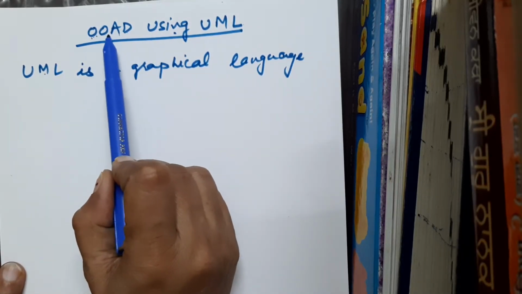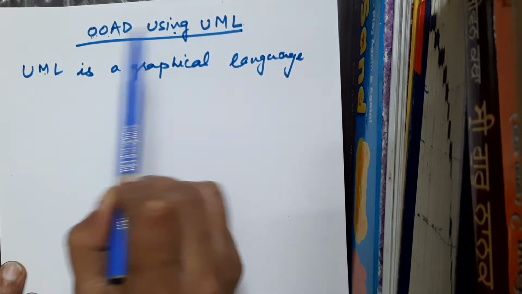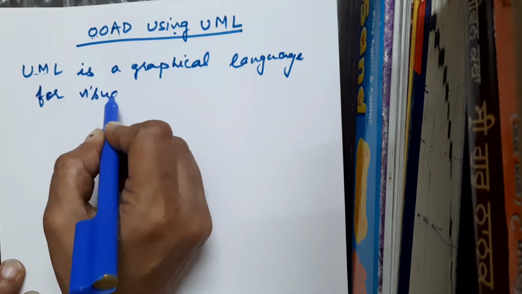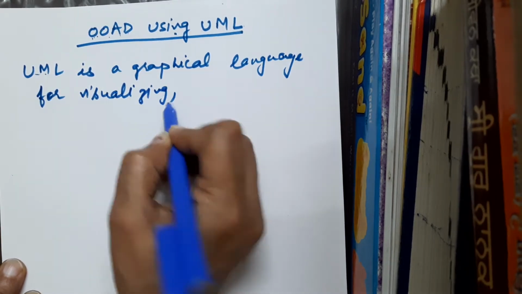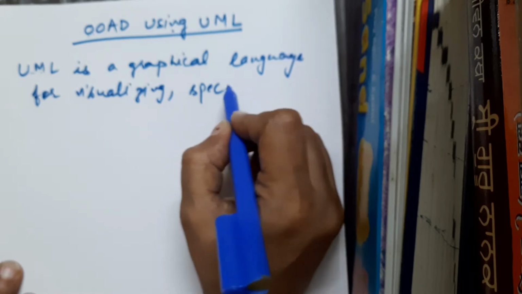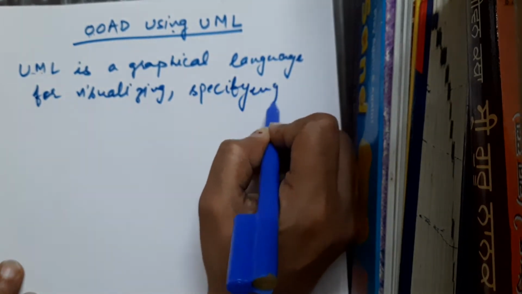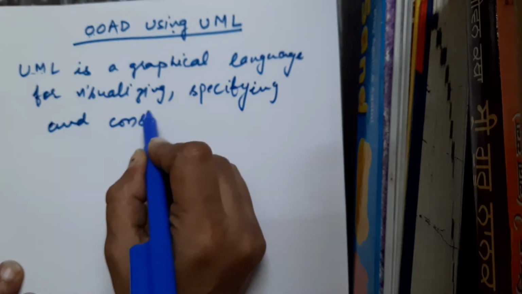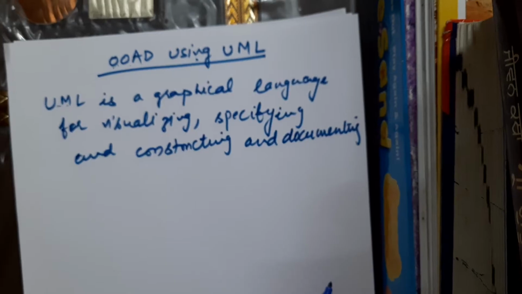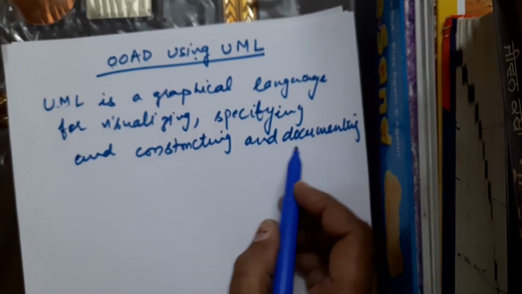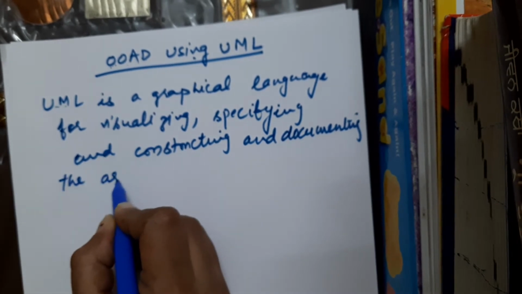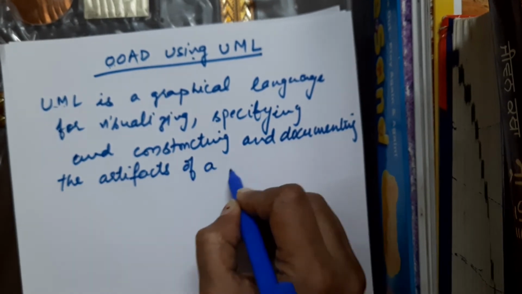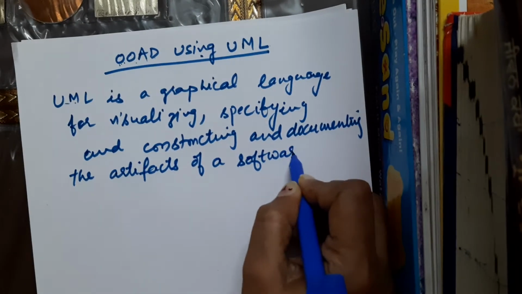Today we will discuss object-oriented analysis and design using UML. UML is a graphical language for visualizing, specifying, and constructing and documenting the artifacts of a software system.